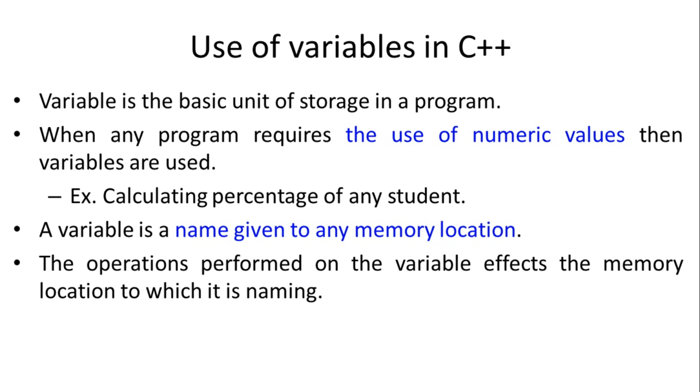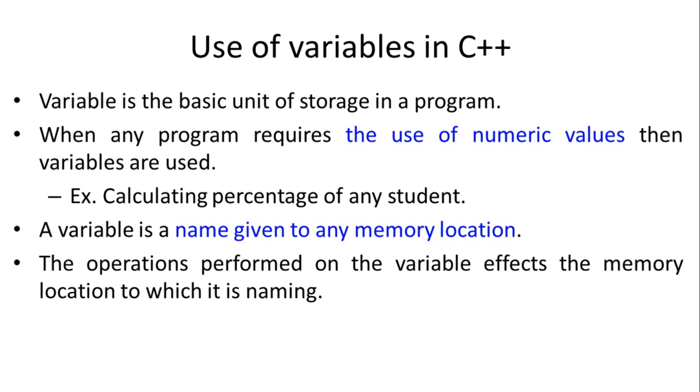So what is the meaning of this statement? See here, for example, we are considering the program for printing the message hello world. For printing that message, we will write in the main function just one statement, that is cout, and then in double quotation hello world semicolon. While printing hello world, there is no use of numeric values, or we are not taking any input from the user as the value. In that program, the use of a variable is not mandatory.